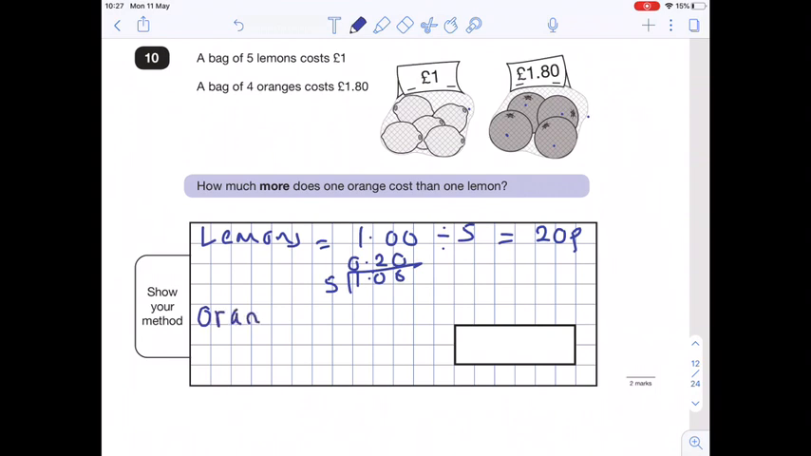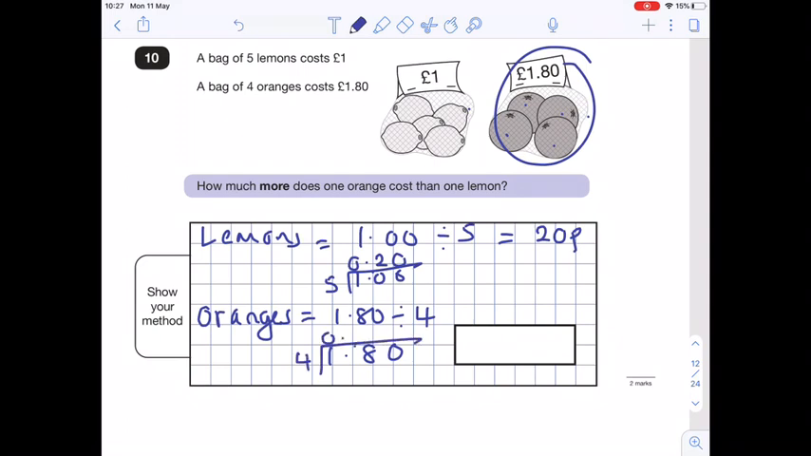So for oranges, you've got 4 for £1.80. So you need to do £1.80 divided by 4. 4's into 1, carry 1, 4's into 18 goes 4, 2 left over, so that's 5. So that makes 45p. Okay, so how much more expensive is it? You're going to do 45p, take away 20p, you're going to get 25p. What I'm getting from that is oranges are quite expensive.